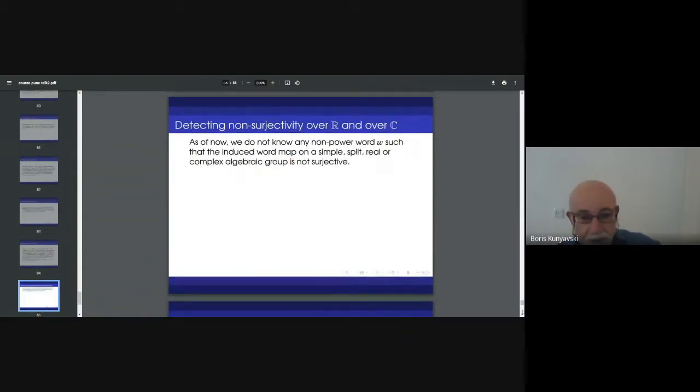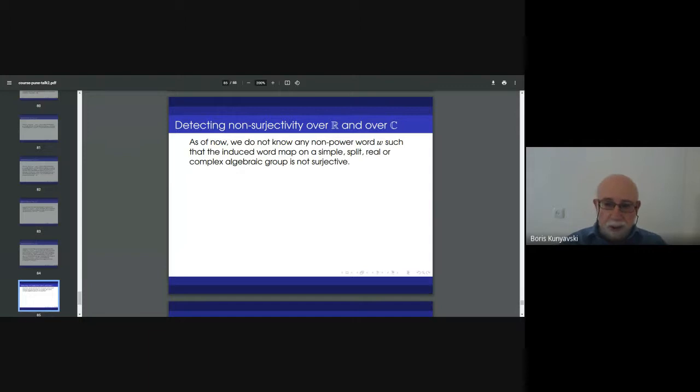To finish, I have a couple of minutes. Well, what are our expectations? In fact, no expectations here are well-grounded, so no background, no sufficient evidence for any expectations, but, well, suppose that we will find some gap between dominance and surjectivity, some word maps which induce non-surjective maps over reals or over complex numbers.